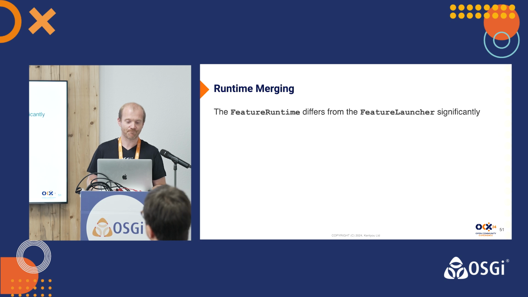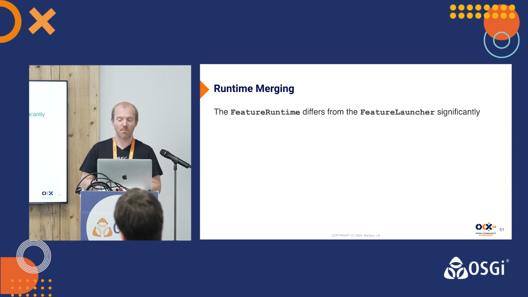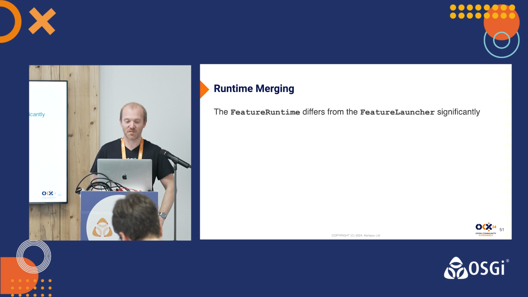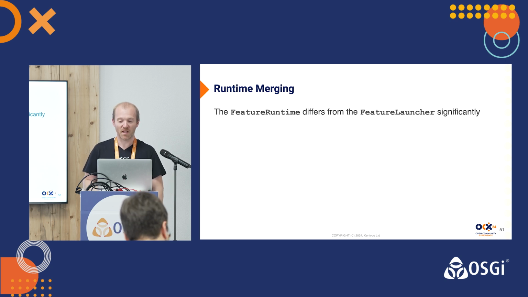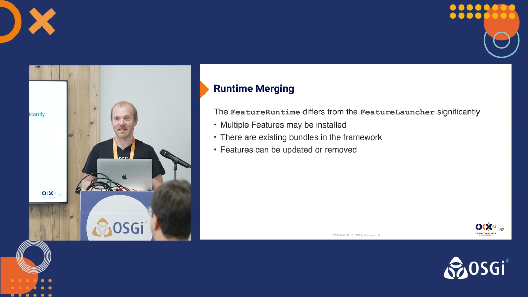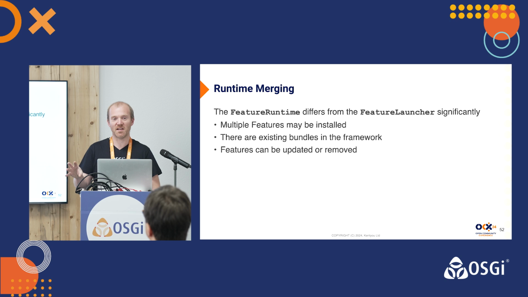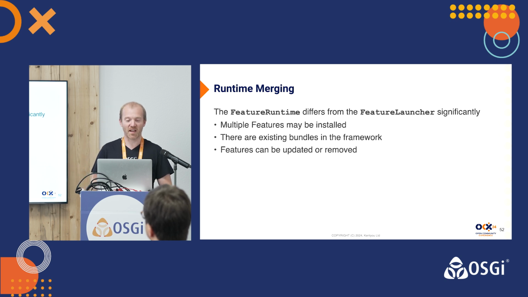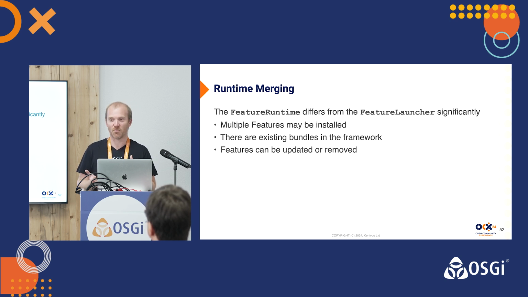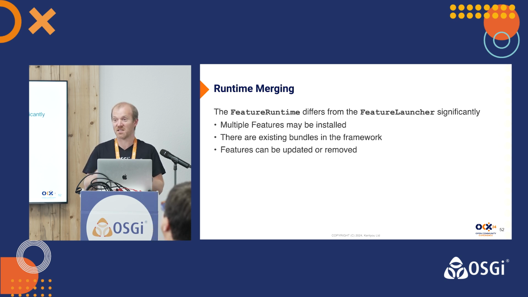Now, runtime merging. And this is one of the biggest differences between the feature runtime and the feature launcher. The feature launcher always starts with a clean framework with basically nothing in it, and it's responsible for seeding that initial set of bundles. The feature runtime, on the other hand, can install multiple features which may overlap. It may then remove things, and you'd have to deal with the fact that you're removing something that's needed by more than one feature. Or you can perform an update where in your update operation, some of the bundles may stay, some of them may change version, some of them may disappear entirely.